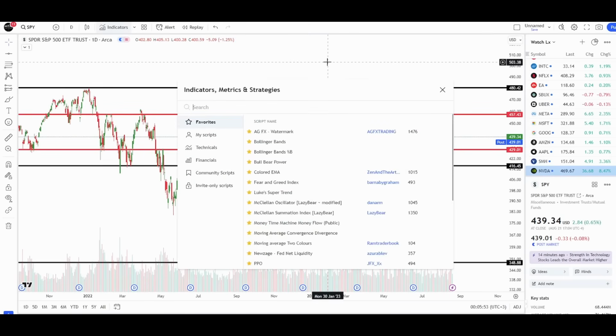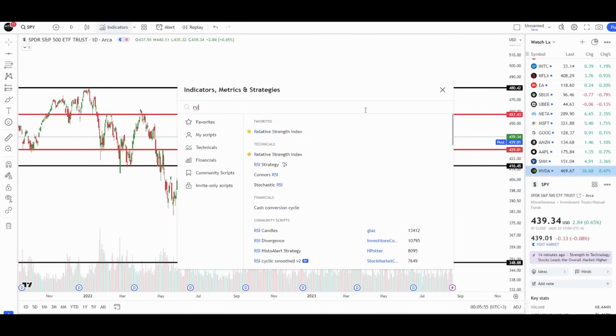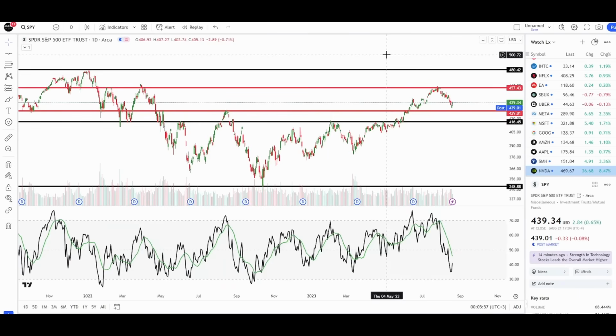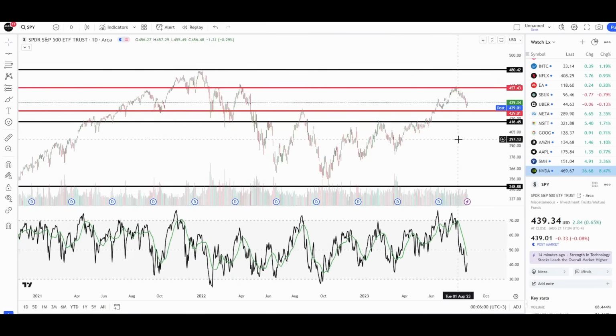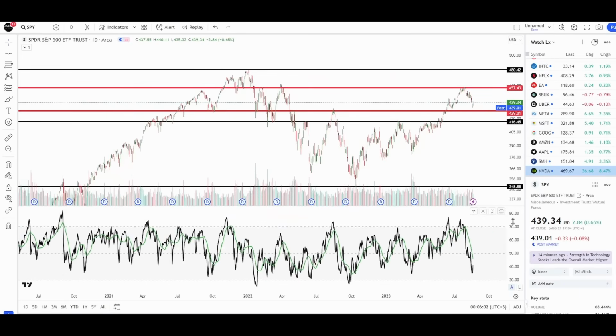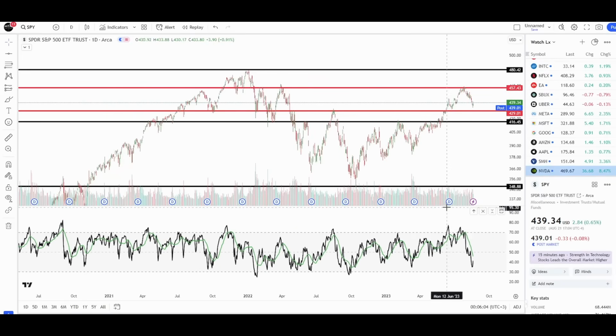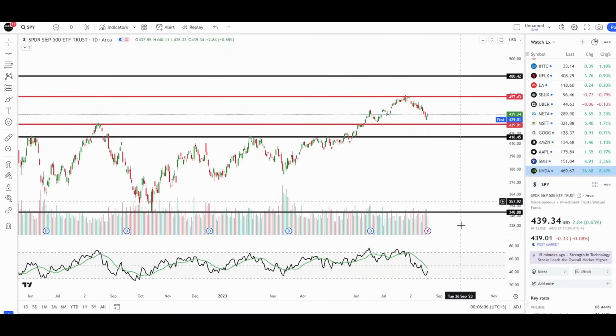Let's do RSI. A lot of people like to use the RSI. I like it as well. Let's do the same thing. Let's look at key reaction levels on the RSI. Okay, so the green line is a 20-day moving average for the RSI. The black line is the actual day-to-day reading.